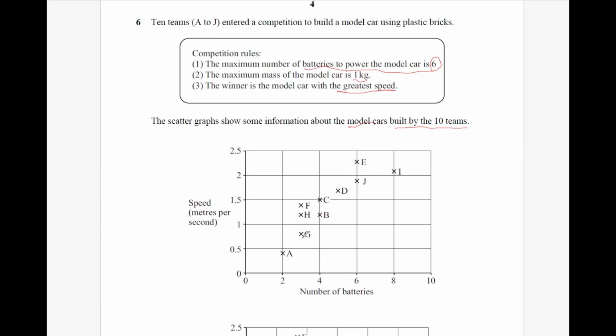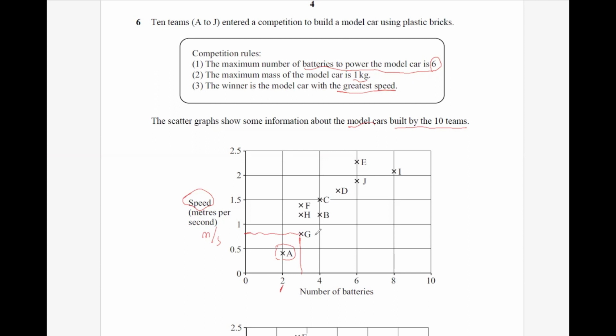Okay, on the y-axis we are given the speed in meters per second, and on the x-axis we are given the number of batteries. For team A, this point is depicting that team A has used 2 batteries and the speed of the car is almost 0.4 meters per second. For team G, that states that they have used 3 batteries and the car speed is almost 0.8 meters per second. So this is the main interpretation of this scatter graph.